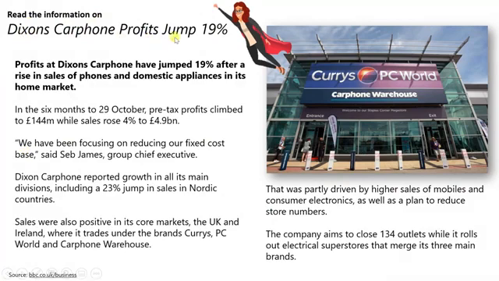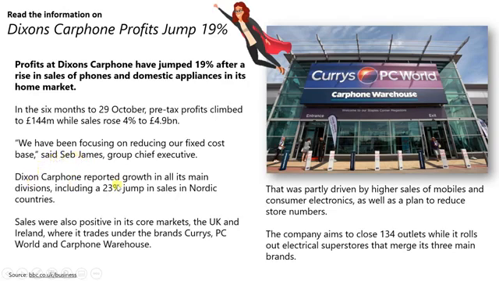Dixons Carphone profits jump 19%. Profits at Dixons Carphone have jumped 19% after a rise in sales of phones and domestic appliances in its home market. In the 6 months to 29th of October, pre-tax profits climbed to £144 million, while sales rose 4% to £4.9 billion. "We have been focusing on reducing our fixed cost base," said Seb James, Group Chief Executive.